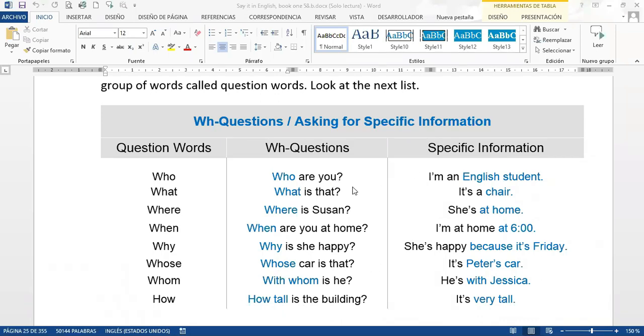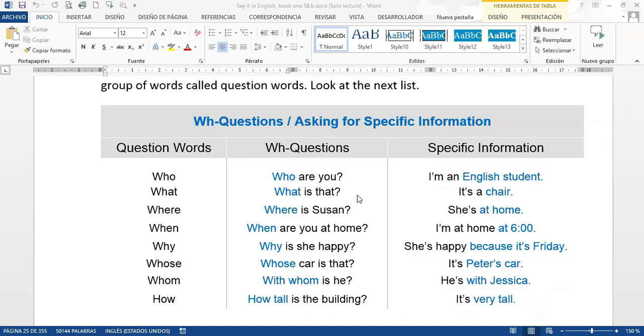Okay. Specific information. When we want specific information, we usually use question words. For example, who are you? I am an English student. What is that? It's a chair. Where is Susan? She's at home. When are you at home? I am at home at 6. Why is she happy? She's happy because it's Friday. Whose car is that? It's Peter's car. With whom is he? He is with Jessica. How tall is the building?